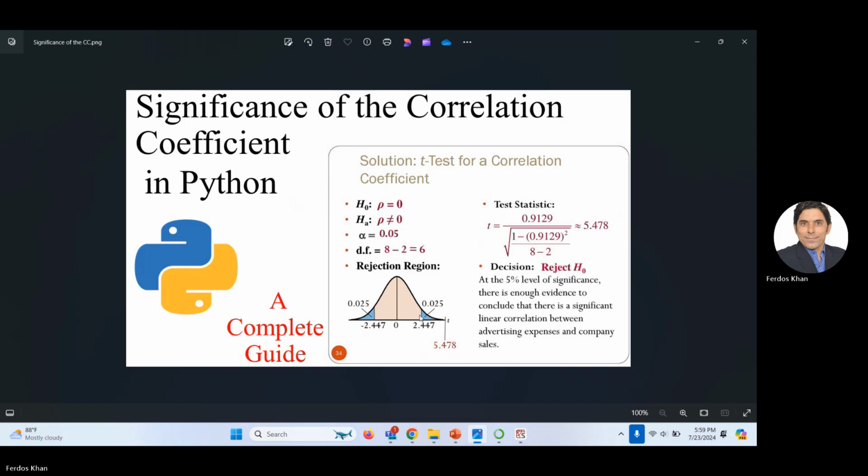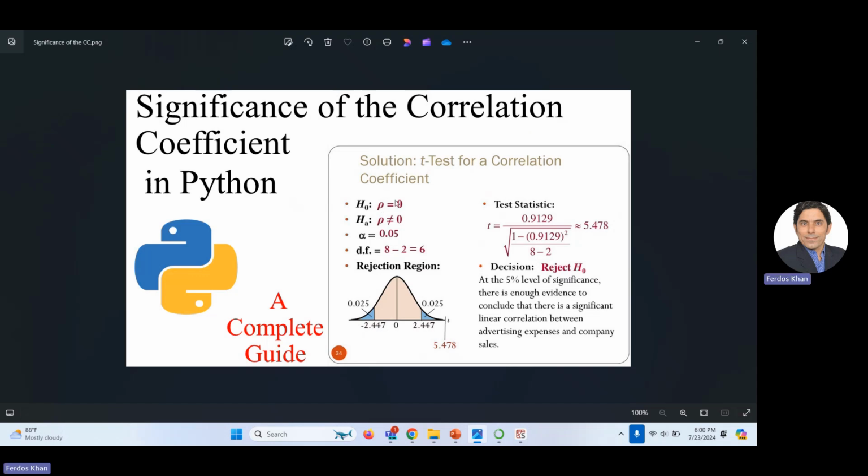Remember, the green region here and the blue region here are rejection regions. So if the value is greater than 2.447 or less than minus 2.447, we reject the null hypothesis and conclude that there is a correlation. Otherwise the correlation is zero between the two variables. Look at this. This value is 5.47, and this is far higher than 2.447. So this means that we reject the null hypothesis.